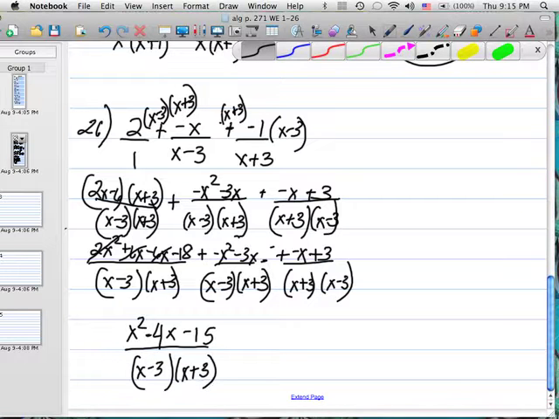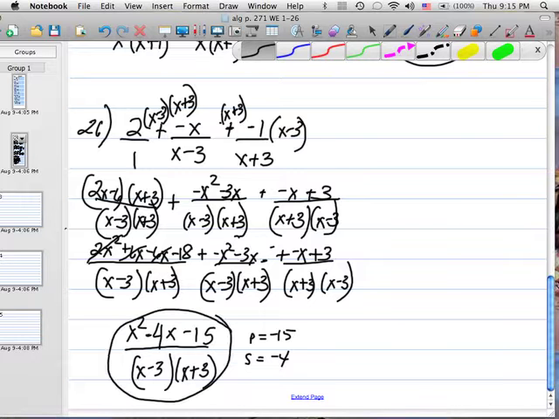And we can check to see if this can be factored. The product is negative 15 and the sum is negative 4. And the factors of 15 are 1 and 15, 3 and 5. There's no way to do that, so this is our answer. That concludes the evens. Please check your answer key for the odds.